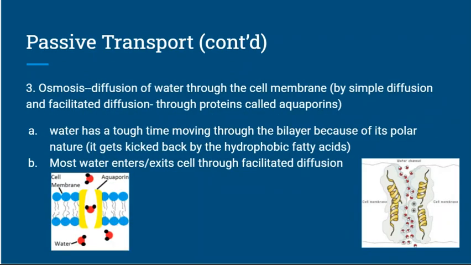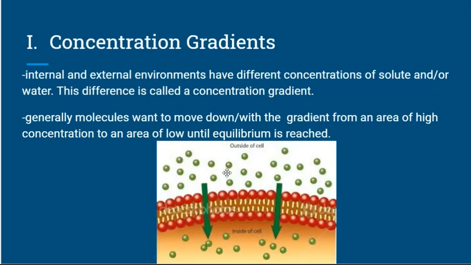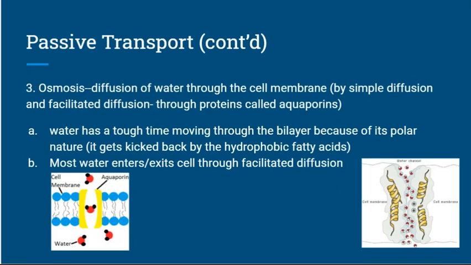Kind of a subset of that is osmosis. When we're talking about water traveling, we have a different word for it. Osmosis is specifically the diffusion of water. So we're still talking about something going from high to low. Now, water can move through the phospholipid bilayer. It's small, but it's also polar, and so a lot of it gets kicked back. Again, like we talked about, it's going to get to this middle and get kicked back. But some water molecules will make it through. Not very many, though, because of its polarity.